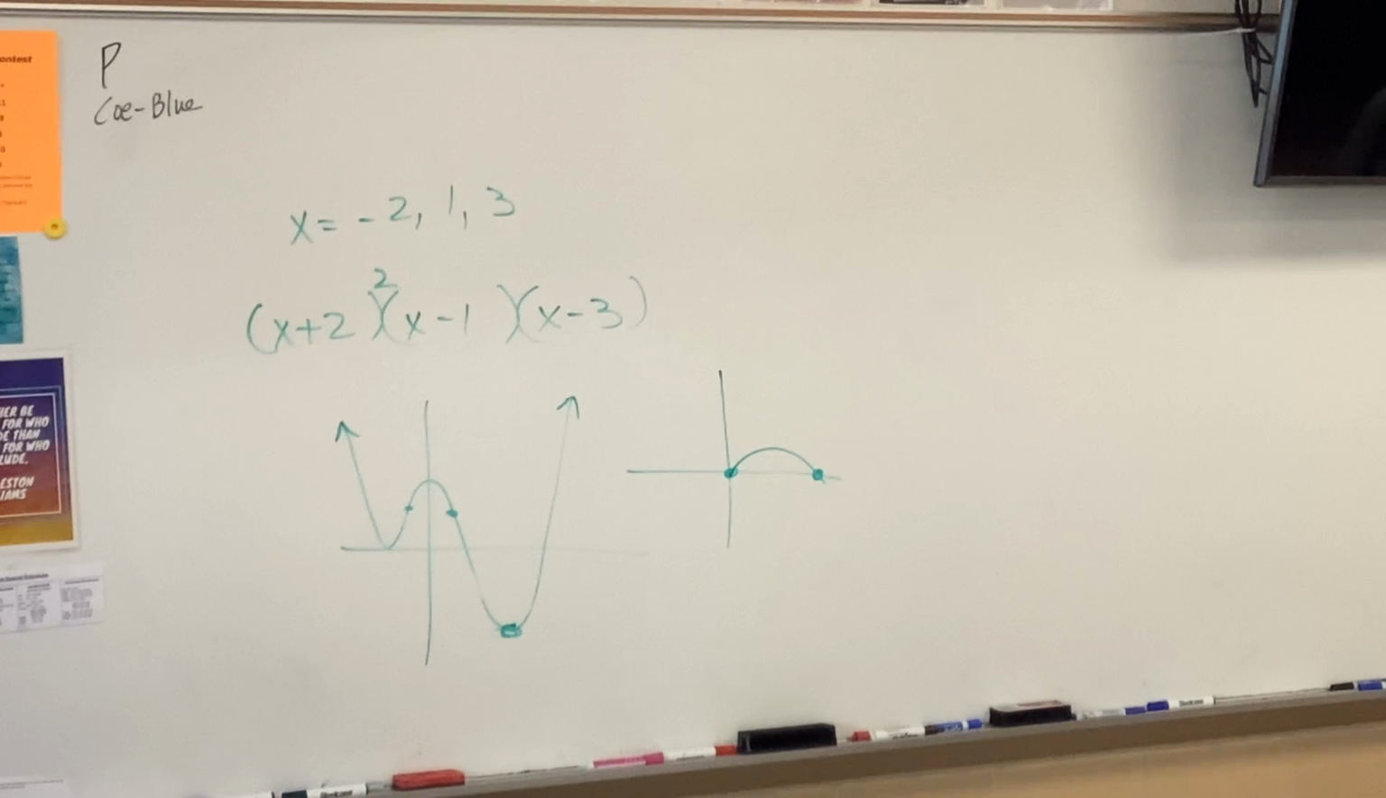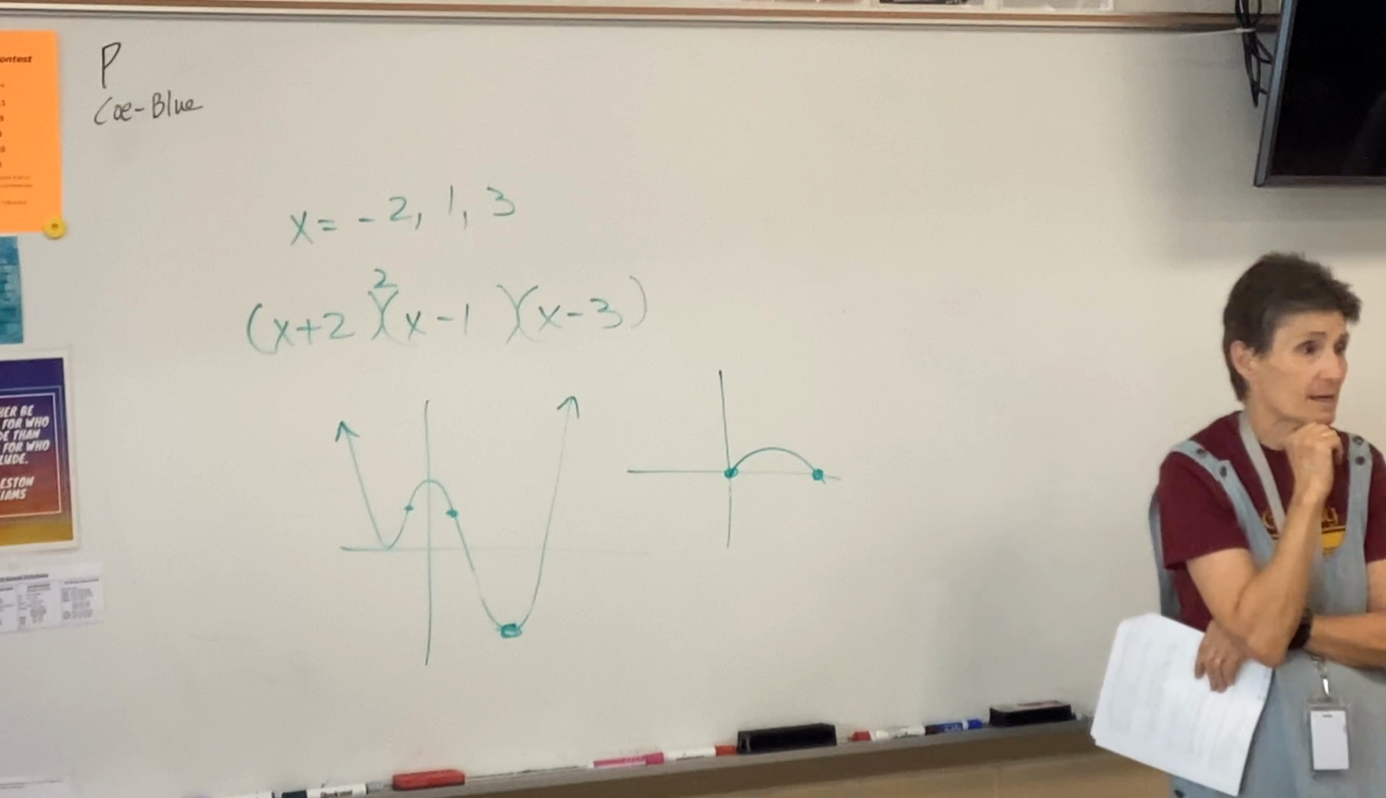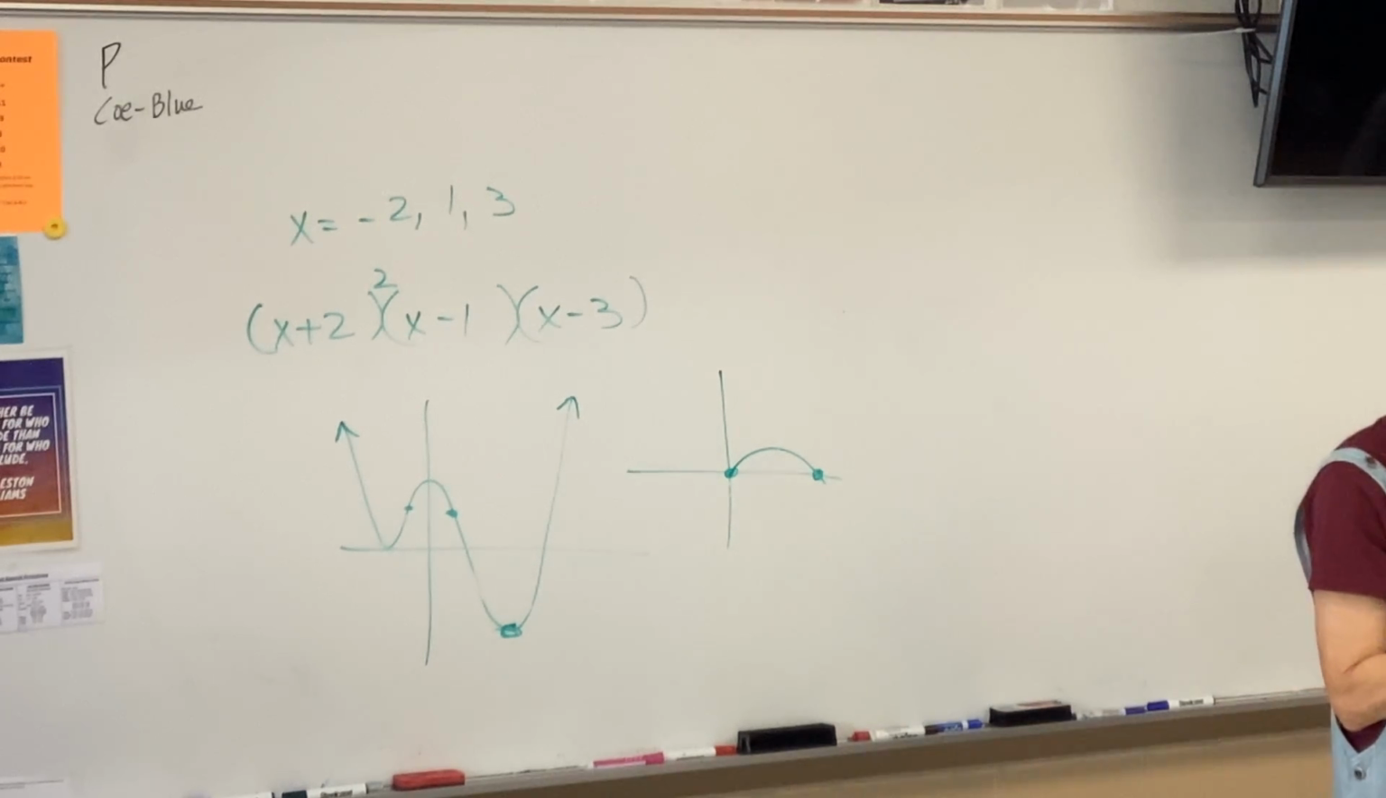It goes through, but it doesn't just go through. It kind of curves its way through. That means the power on that factor is odd. So it's going to be something like x plus 1 cubed, x plus 1 to the 5th, x plus 1 to the 7th.